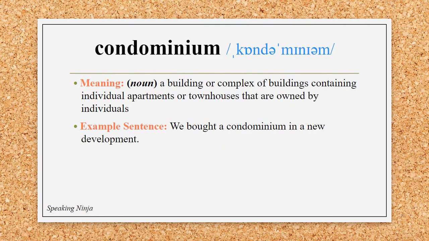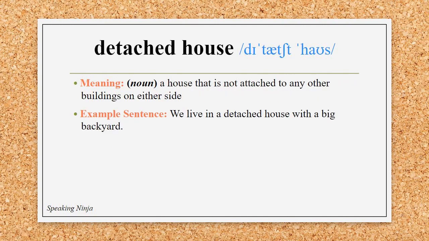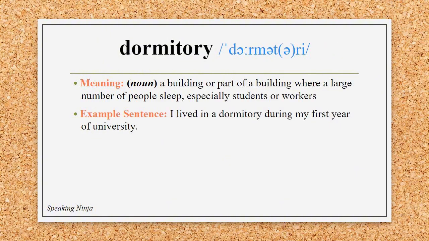Condominium. A building or complex of buildings containing individual apartments or townhouses that are owned by individuals. We bought a condominium in a new development. Detached house, a house that is not attached to any other buildings on either side. We live in a detached house with a big backyard. Dormitory, a building or part of a building where a large number of people sleep, especially students or workers. I lived in a dormitory during my first year of university.